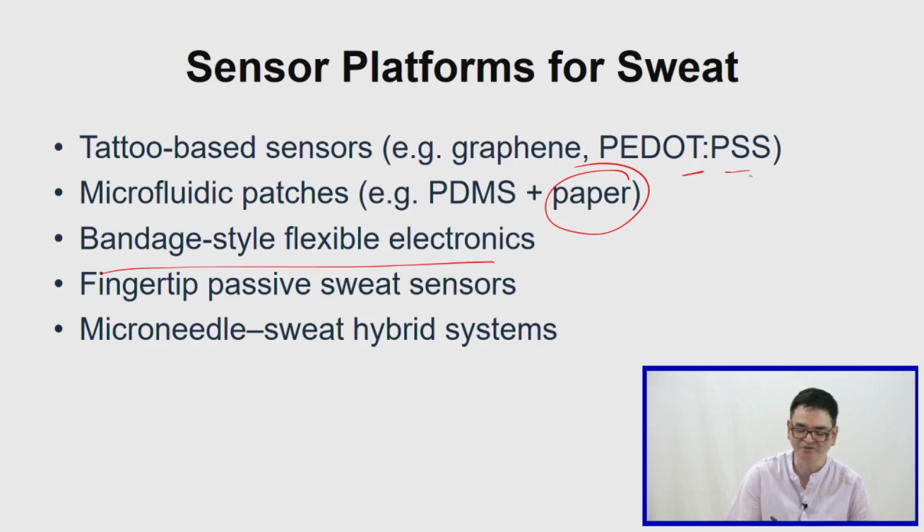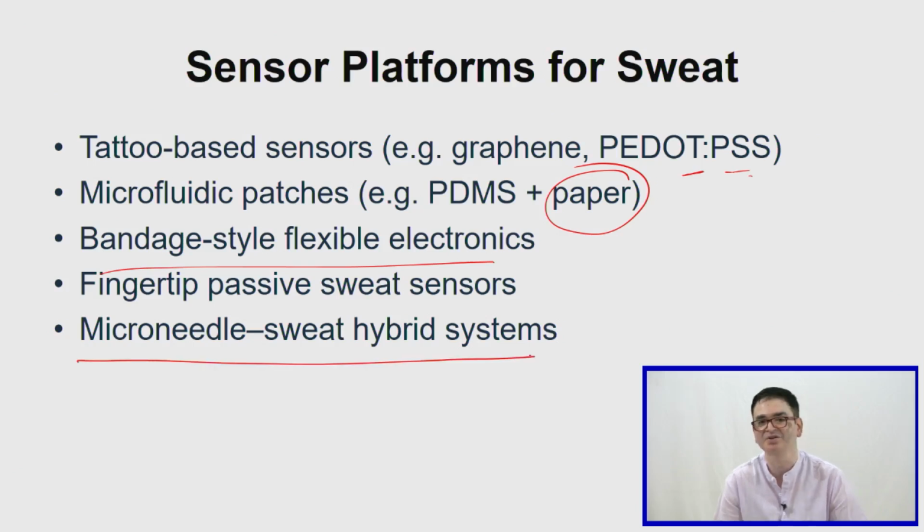And then there are these fingertip passive sweat sensors, wherein you take the sweat and you transfer it to a finger. I showed an example of this yesterday. For some funny reason, I have also seen this kind of thing wherein you have the microneedle and sweat based hybrid systems, something which is measuring under the skin and on top of the skin as well. So this is more like a hybrid system here. So the microneedle based sweat hybrid system that you have here.